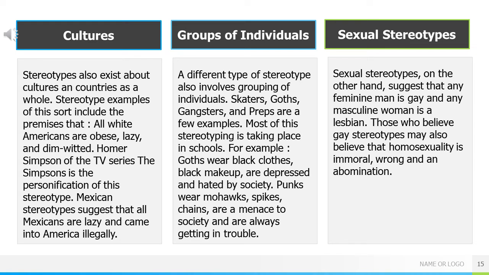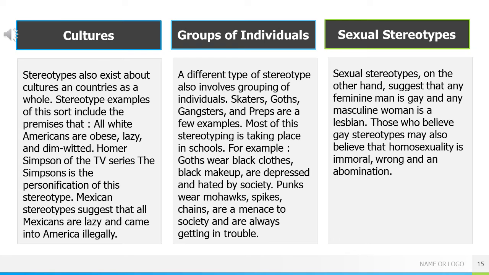Cultures. Stereotypes also exist about cultures and countries as a whole. Stereotype examples of this sort include the premise that all white Americans are obese, lazy, and dim-witted. Homer Simpson of the TV series The Simpsons is the personification of this stereotype. Mexican stereotypes suggest that all Mexicans are lazy and came into America illegally.